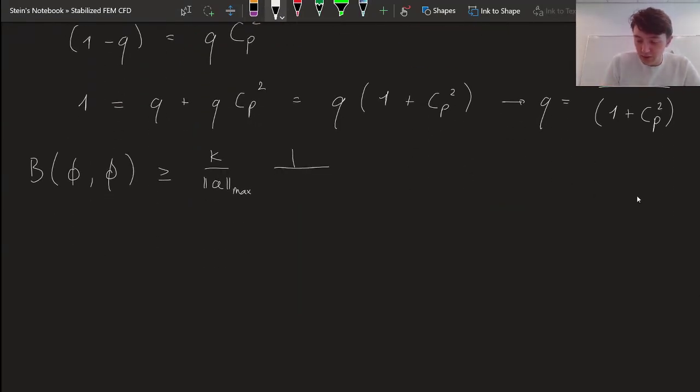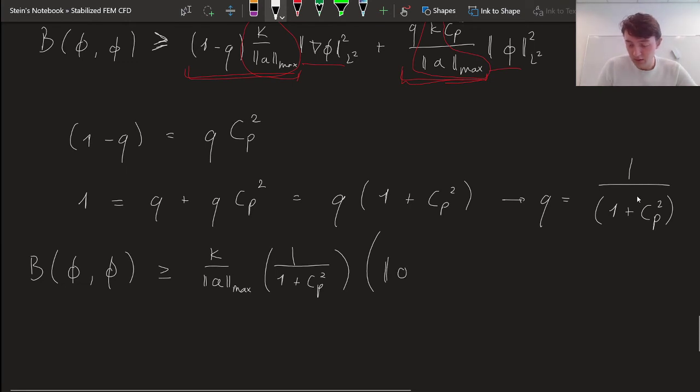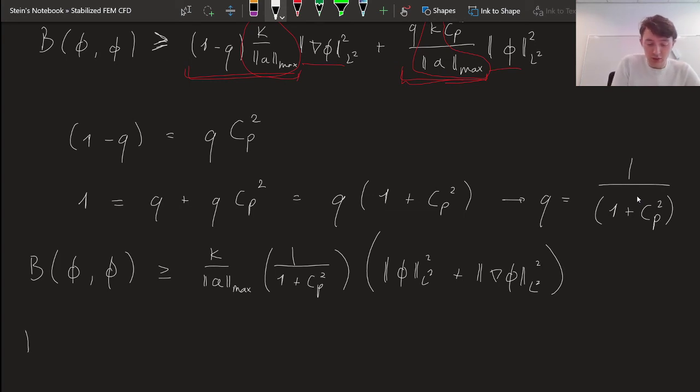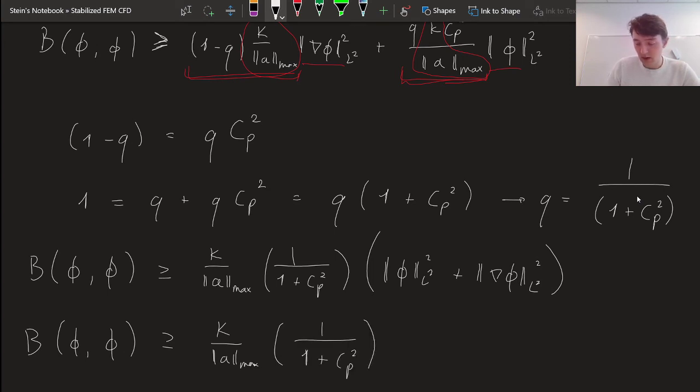Times 1 over 1 plus Cp squared, times the norm of phi in L2 squared plus the gradient of phi in L2 squared. And that is equal to phi in the H1 norm.